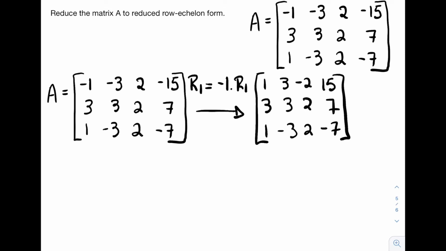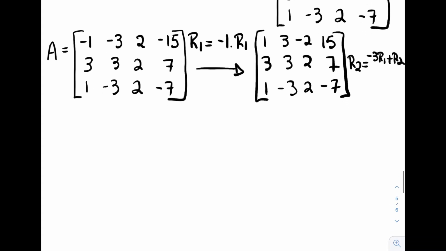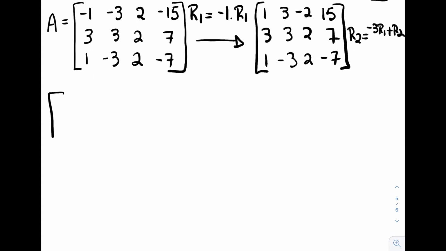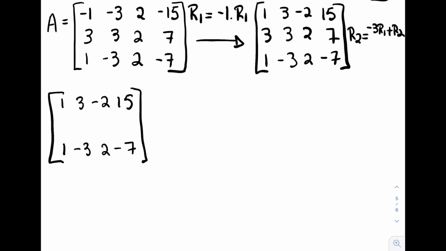So now that we have our first pivot here, 1, we're going to want to turn everything underneath that pivot into a 0. So in this case, we want to apply the row operation to row 2 of negative 3 times row 1 plus row 2. So once again, you can go ahead and copy your matrix, and since we're only applying a row operation to row 2, that means row 1 and row 3 can stay the same.